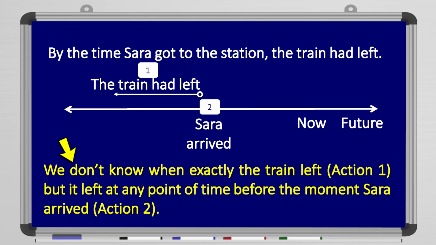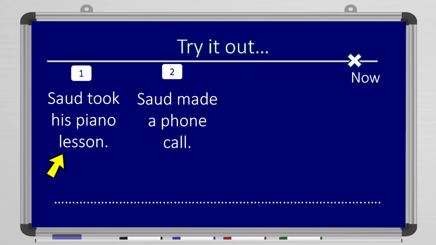So did she get on the train? No, she didn't. Let's look at another example, also using the timeline. The timeline helps you visualize the actions so you can answer easily.